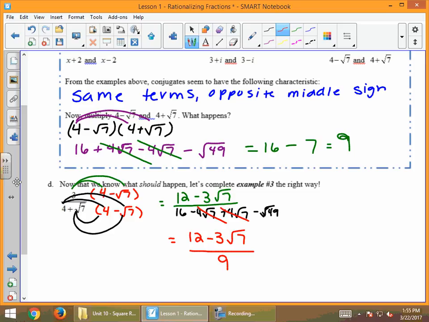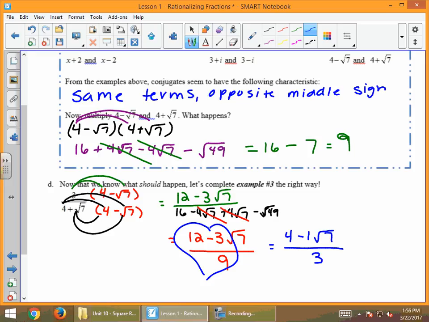So when you get to this step, you always have to look and see, do we have a GCF? Is there something that can go into all 3 of those? Yeah. So you're going to divide all 3 values by 3. So 12 divided by 3 is 4. Negative 3 divided by 3 is 1. Keep the radical there. And 9 divided by 3 is 3.